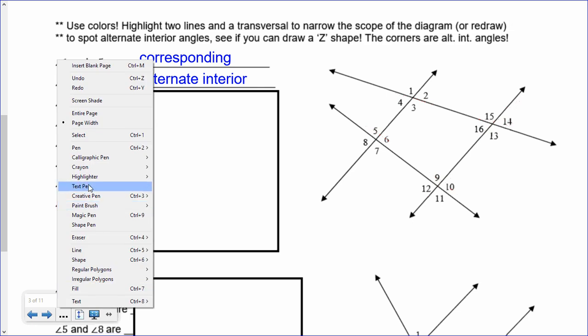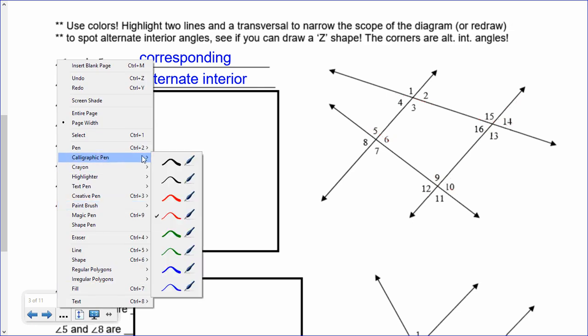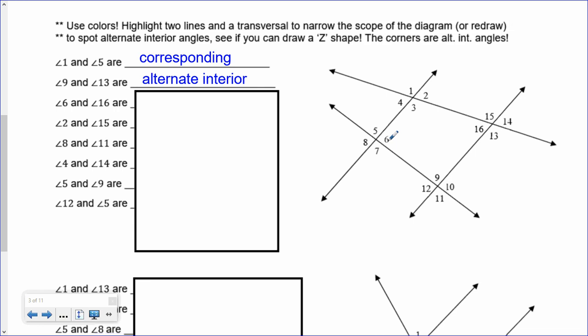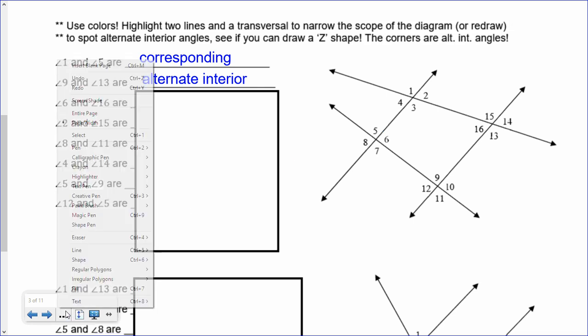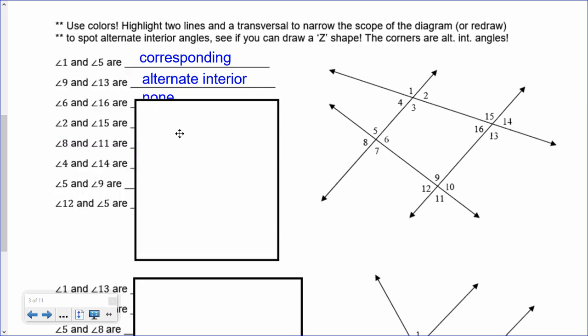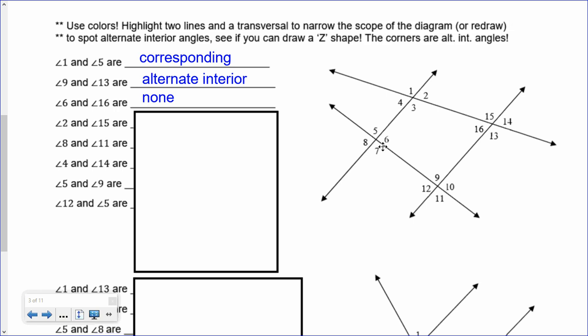Alright, next one. 6 and 16. 6 is over here in this intersection, and 16 is over here in this one. They don't have any lines in common, so this one is actually going to have no relationship. If they don't have a line in common, they don't have a transversal, and if they don't have a transversal, there's no way that you can find any of those relationships we were talking about. So if they don't have a line in common, you would just say that they don't have a relationship.